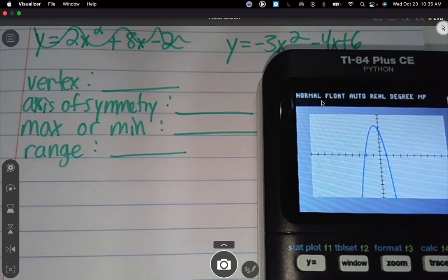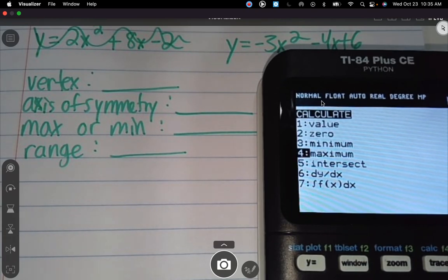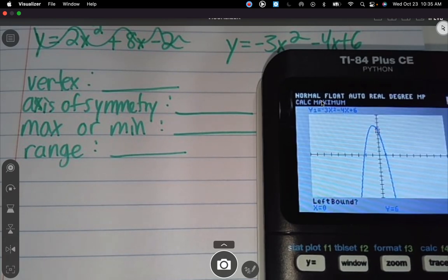It's negative 0.666 and goes on, and then the y is 7.3 and goes on repeating. I'm making sure I wrote it down right. So it is second trace maximum. Everybody agree with that? And then there's the little cursor. It tells me what to do. It says go to the left.